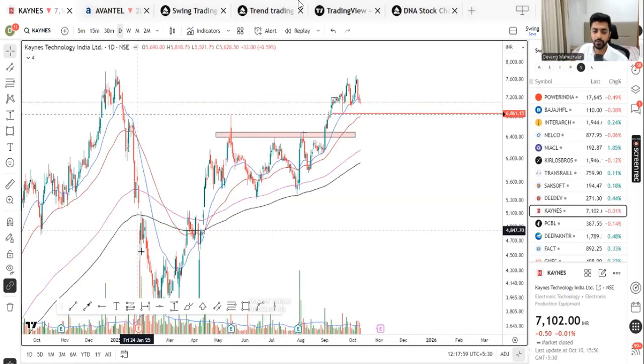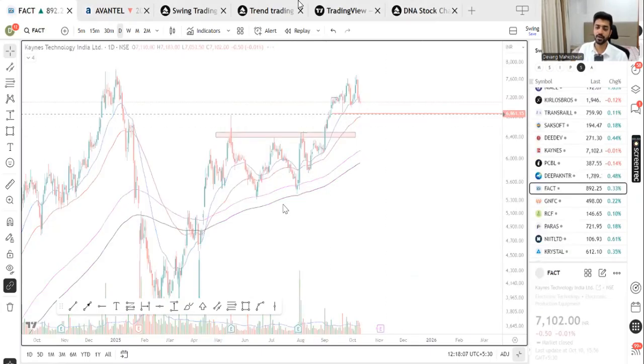This is again down here, and this is again an up move going to the right side. This is a breakout up here. Let's see the fact.